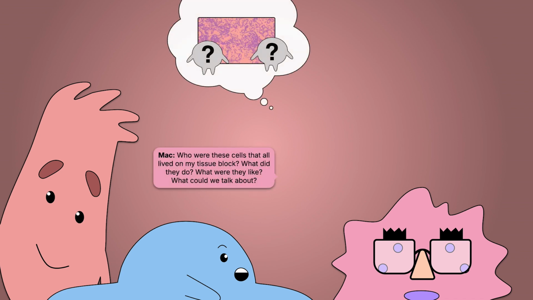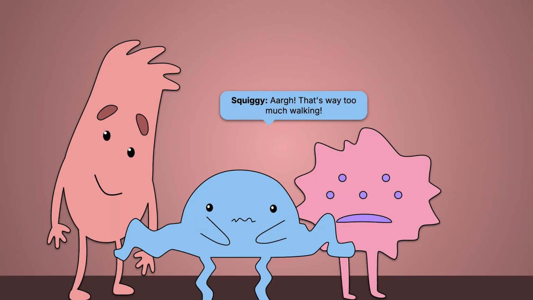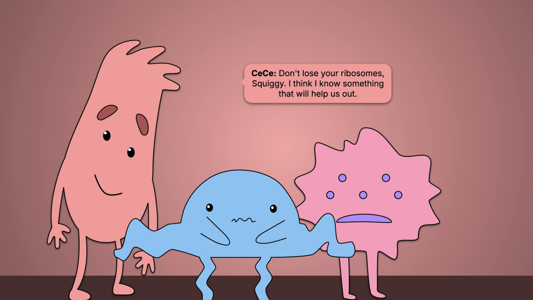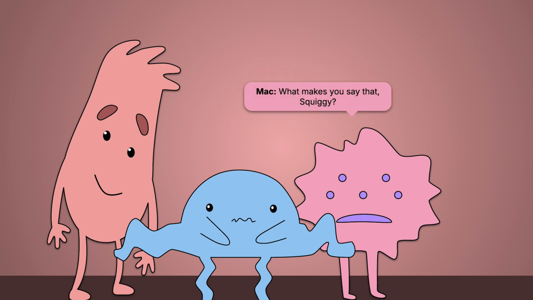In the midst of planning this party, however, Mac realizes that he knows nothing about the other cell types that live in his spatial location in the kidney. CeCe and Squiggy decide to take Mac on a trip to the Registration User Interface, or RUI, to see what he can find out about his cell neighbors.